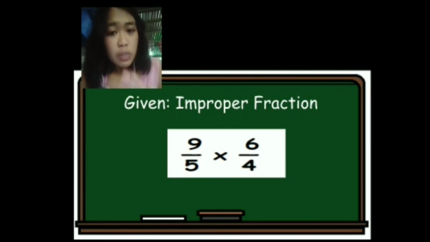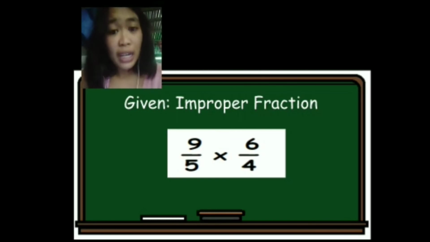So now let's move on to the improper fraction. Let's first define what an improper fraction is. An improper fraction is a fraction that has a numerator that is greater than or equal to the denominator. If you observe the proper fraction, the numerator is smaller and the denominator is bigger. Here in the improper fraction, the numerator is bigger and the denominator is smaller.